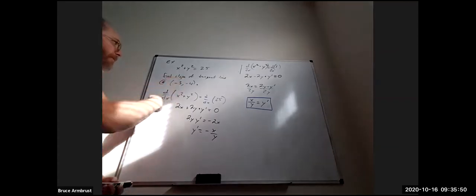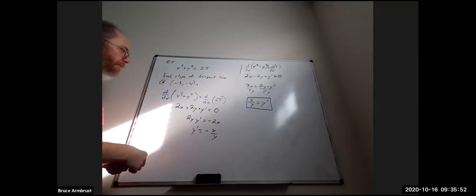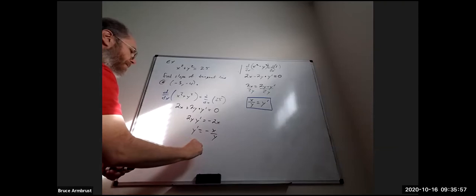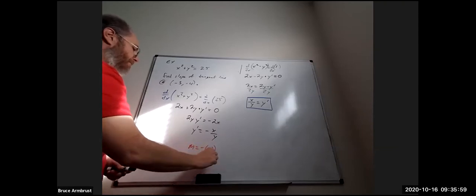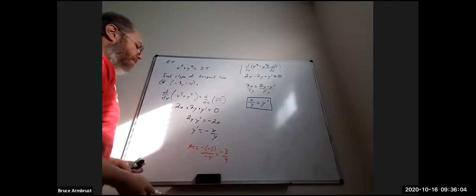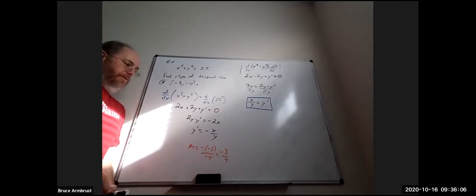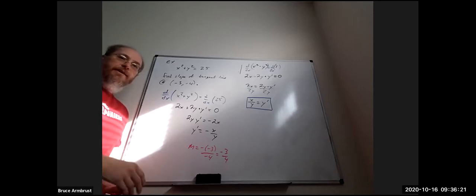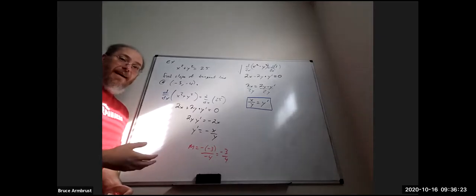All right, well, now if we want to find the slope of the tangent line at that point, just plug those numbers in. So we're going to get m is equal to -3 over -4, which gives us a -3/4. Watch all the minus signs. All right, well, there you go. We just found the slope of the tangent line to the circle at that point. Fast, fast, fast.